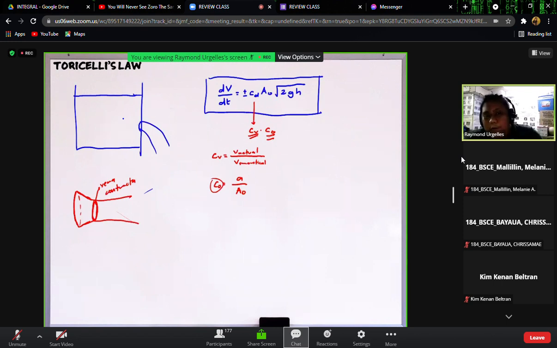So it's pi over 4 times the diameter of the orifice squared. Sometimes that's given in the problem, okay? So we should also remember that the coefficient of discharge, area of the orifice, and acceleration due to gravity are all constants, okay? That's why in other problems, they're combined into one equation, right?